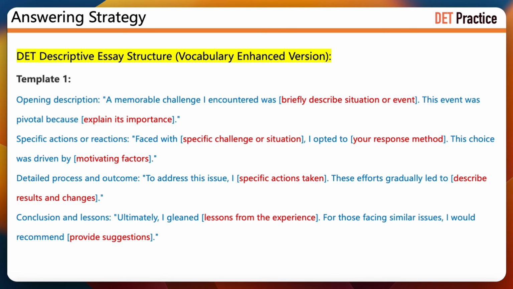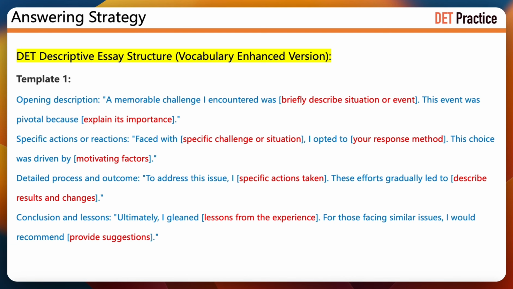Opening description. The phrase, "a memorable challenge I encountered," replaces the previous, "the situation that I encountered." The term pivotal is used instead of significant, showcasing more sophisticated vocabulary. Specific actions or reactions. The template now uses "I opted to" rather than simply "I," encouraging the use of more precise verbs. The phrase "this choice was driven by" adds complexity to the sentence structure.